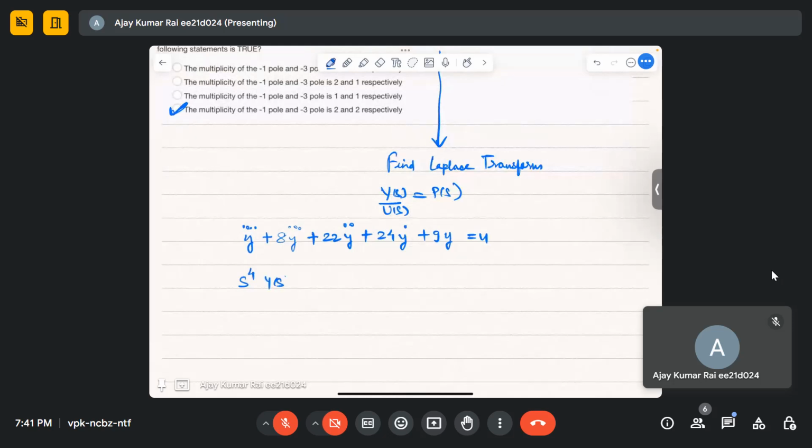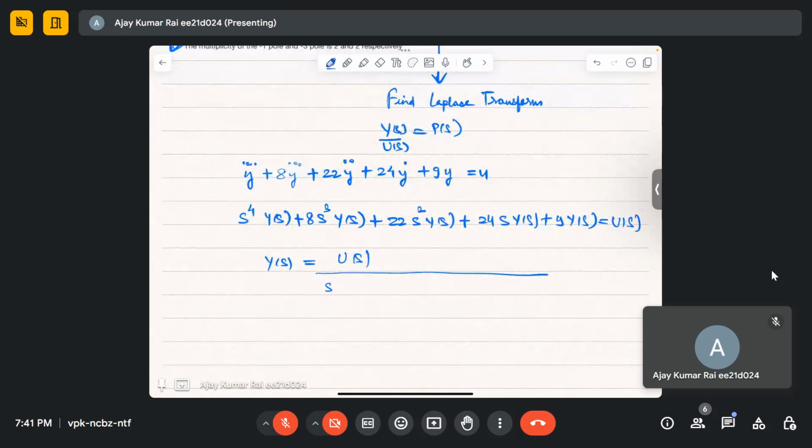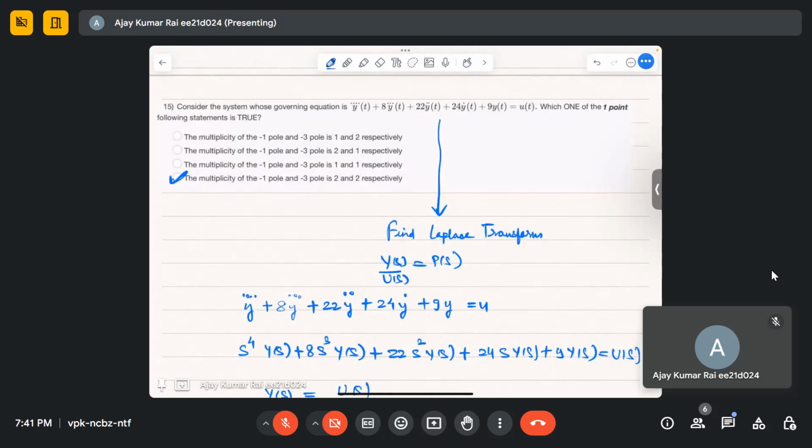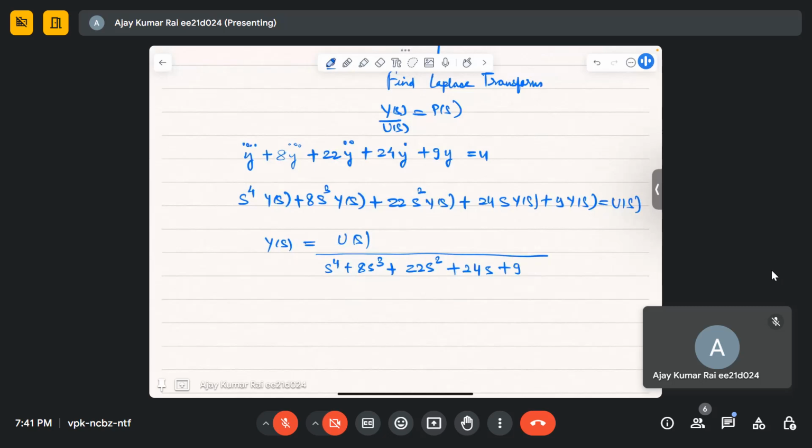Let me take Y(s) common, and directly I will write it like this: (s^4 plus 8s^3 plus 22s^2 plus 24s plus 9) Y(s). Okay, this is what we are getting. If you want to find the transfer function, it is equal to this.